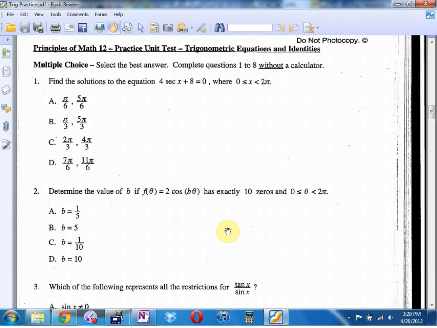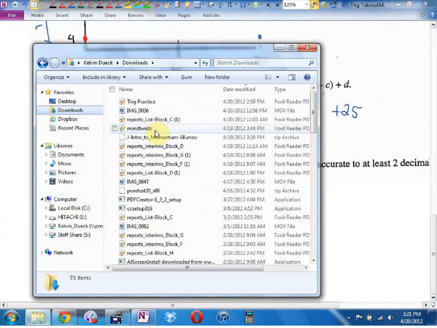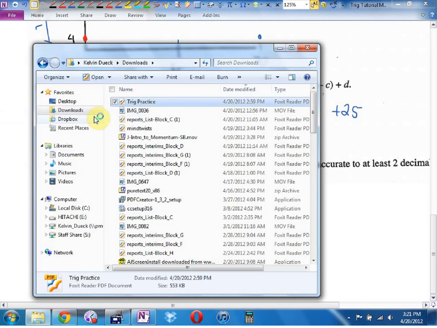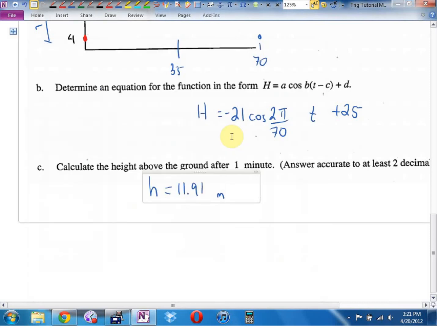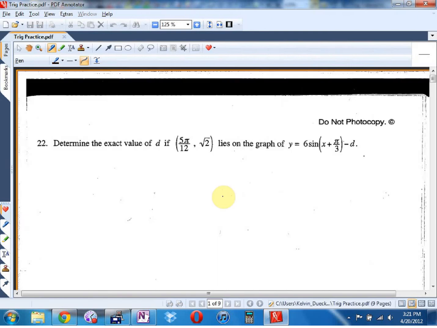Some of these questions I think are a little bit overkill, some are just fine. Number 1 I would consider fair game, although really it was from the last unit. You would get the secant by itself. Let's go find where you saved that, which was under downloads. Patience while I open this in another program. Loading.